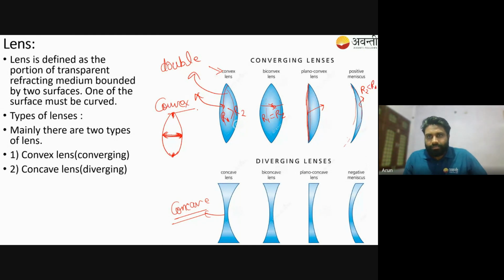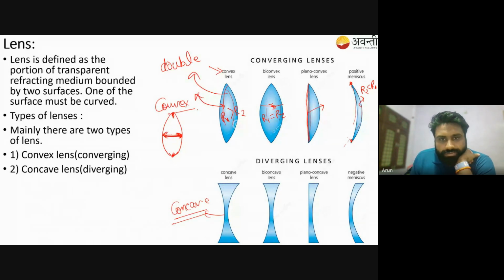Okay, only then will they meet here. Any one of you tell me, what should be the radius of this plane surface? Pratibha is there. All of you are there, right? Tell me.